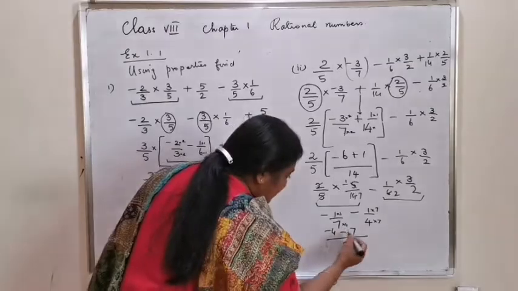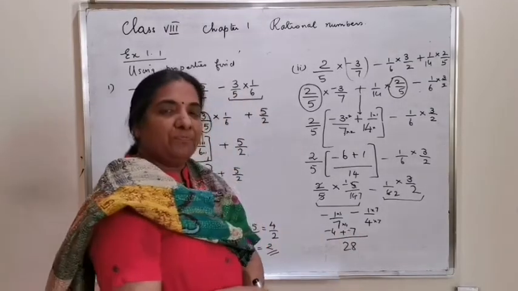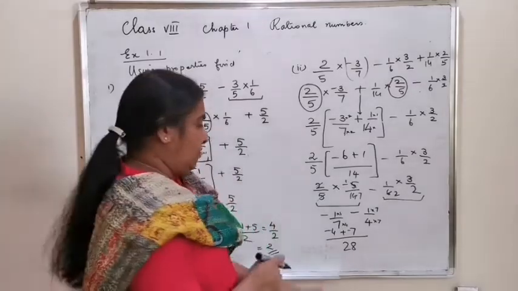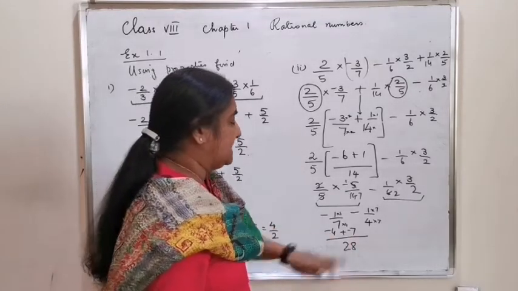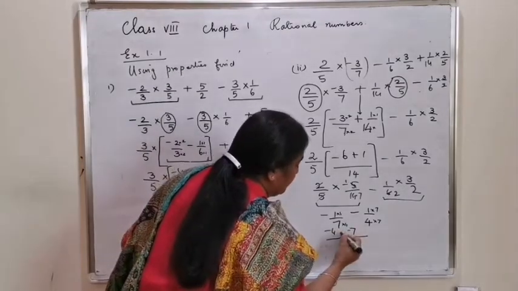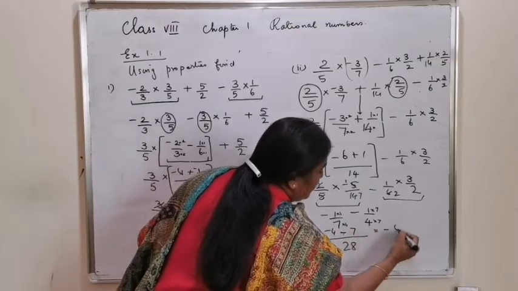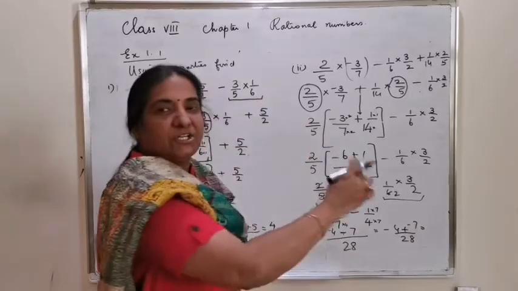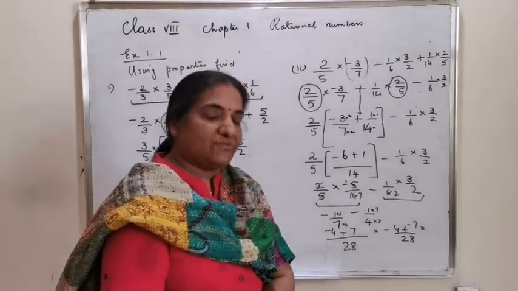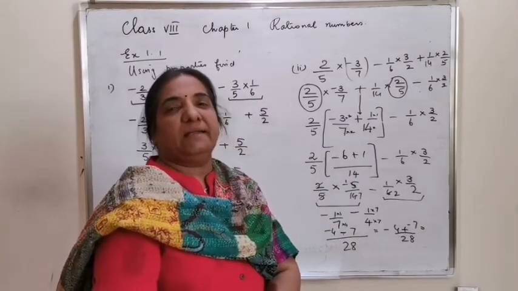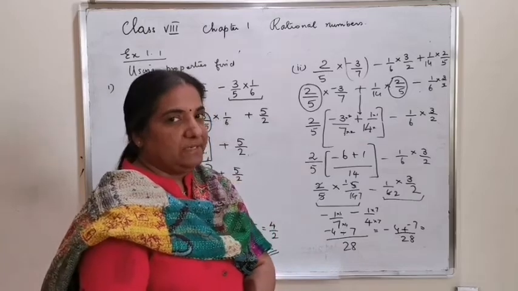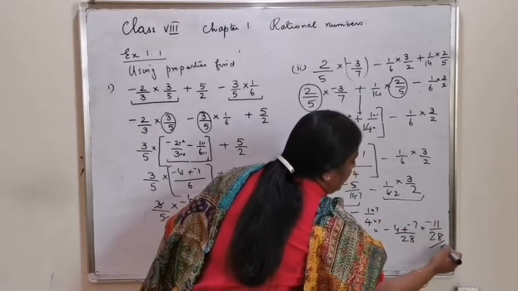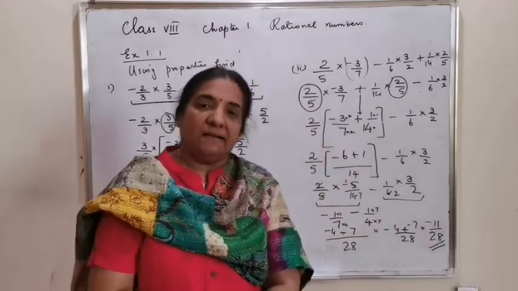Again, subtraction of integers will be adding with the inverse operation, or minus 4 plus minus 7 by 28, addition of integers. Integers of same sign, you will add and allot the common sign. It is minus 11 by 28. That is the final answer.